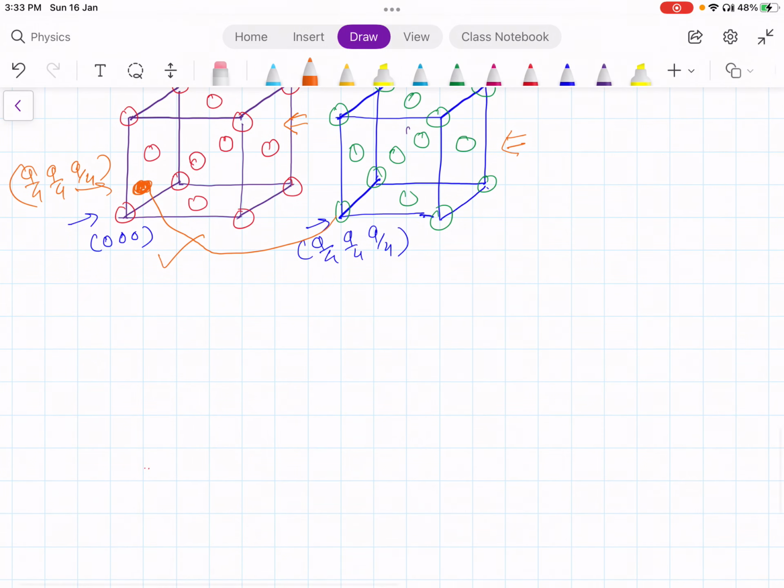Let me draw a unit cell of diamond. Drawing of the unit cell is very important. It carries marks.